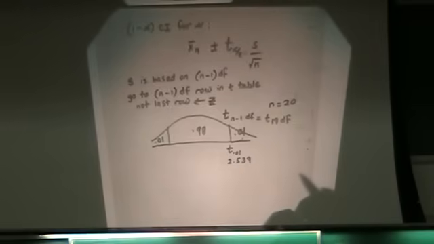2.539. Do we agree with this number? Okay, so this is T 0.01. That's the only thing that's going to change. So now I know how to finish up my problem.